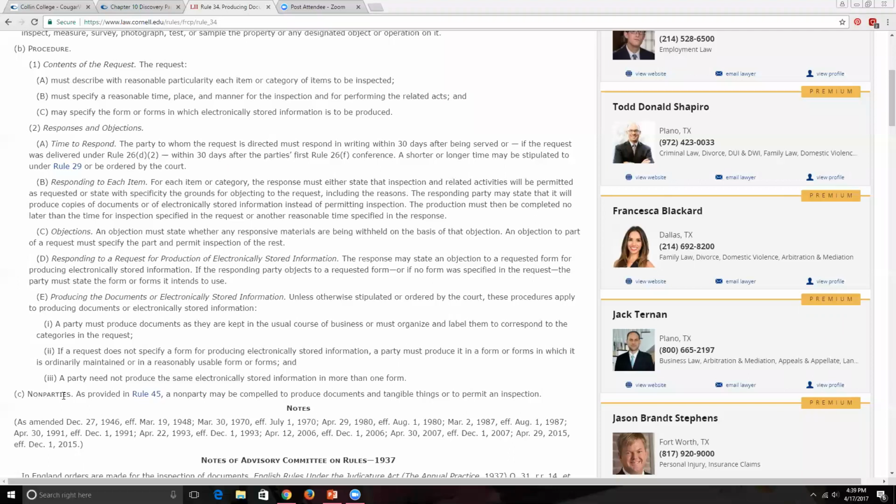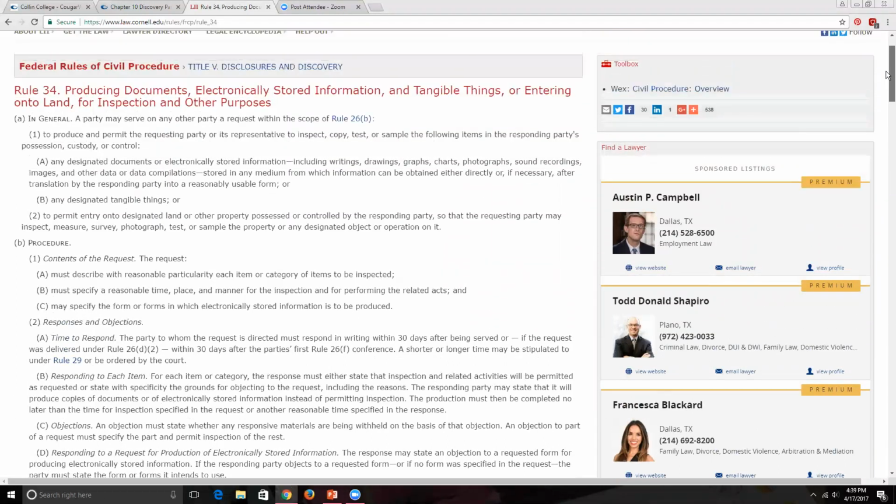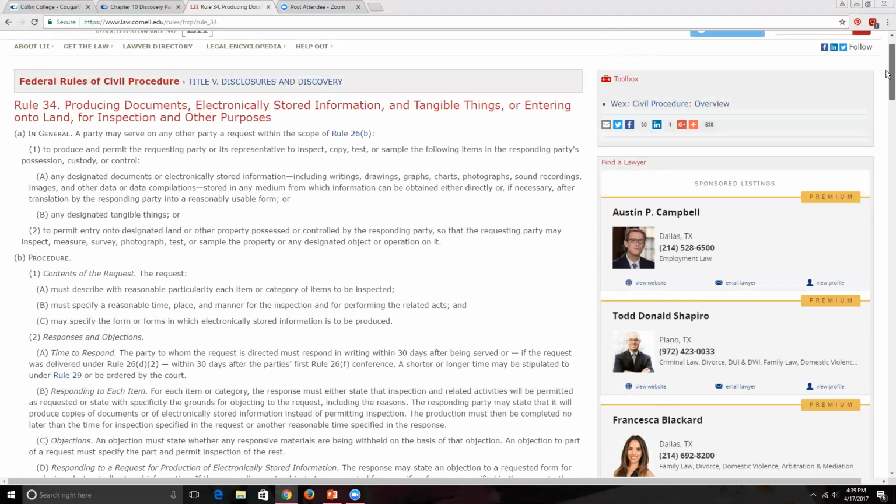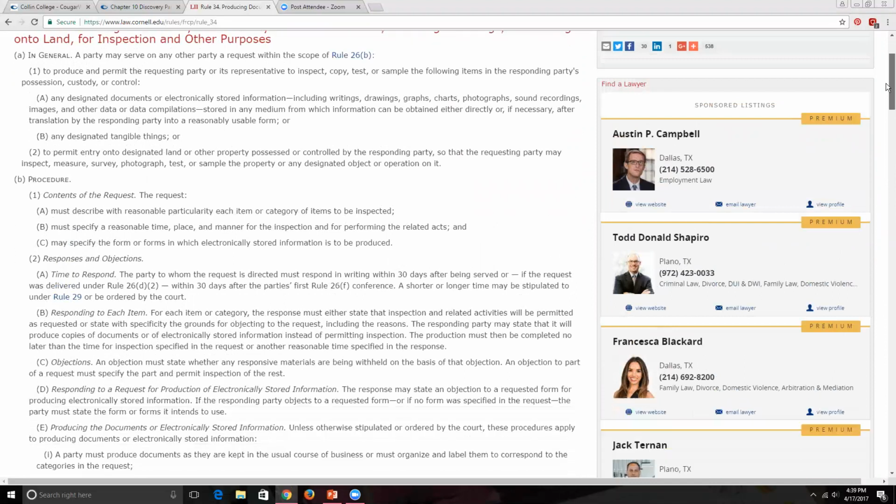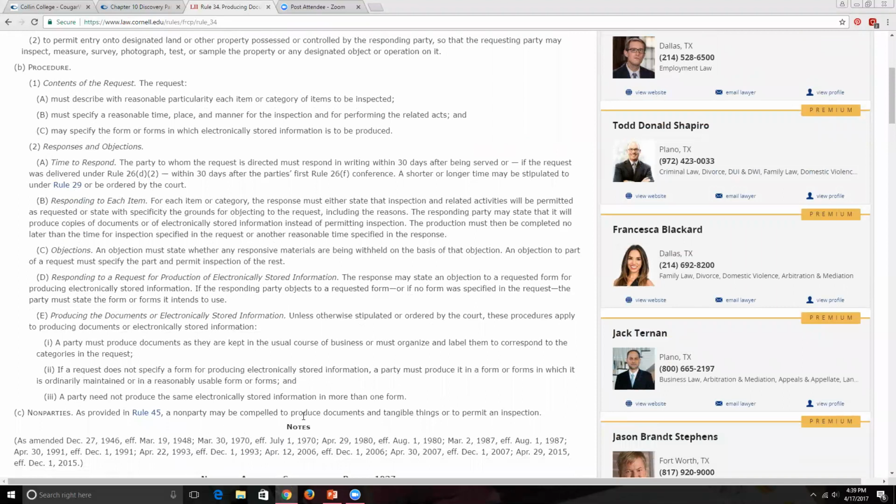Now we're down here to non-parties. A non-party can be compelled to produce documents and tangible things or to permit an inspection. And you can see we don't have on that list ESI. Documents, let me just kind of piggyback here. You have documents, tangible stuff, or inspection.